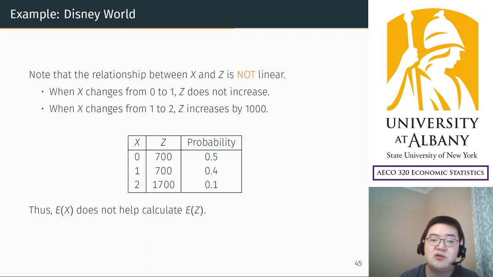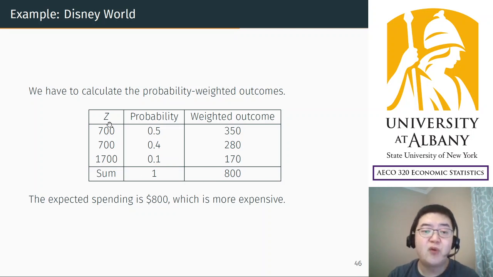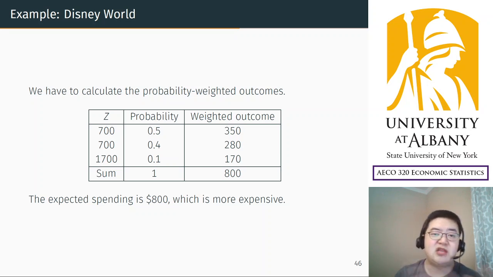So put it this way. Then you have to make another table for the new random variable z. And I will calculate; the method is the same. We are doing the same method, but the other method was not working. So multiply 700 by 0.5, 700 by 0.4, and 1700 by 0.1, and you get these numbers. And if you add those numbers, you get 800, right? I believe it's simple.